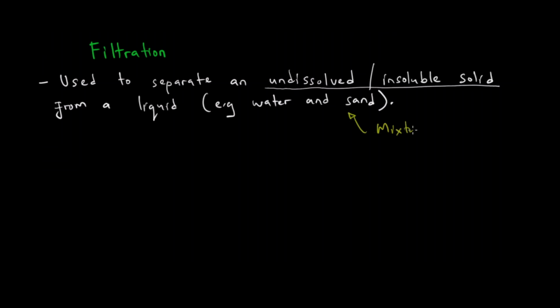The mixture we have is water and sand. As an example, we know that sand is undissolved, that is, it is insoluble, meaning it cannot be dissolved in water. Sand does not dissolve in water. So that is the time we can use filtration as a method of separation. But we should also put some emphasis here.